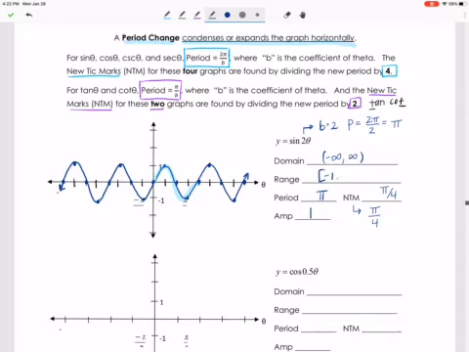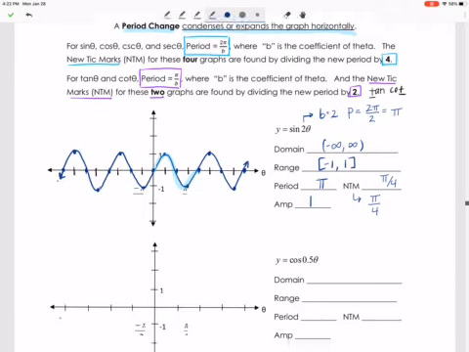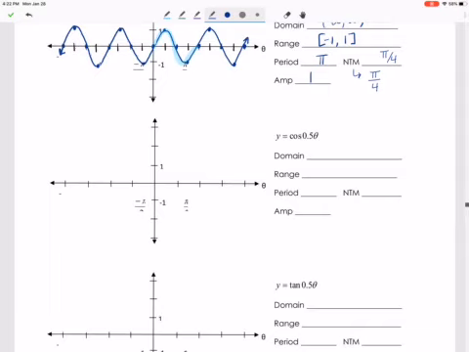And it also does nothing to our range, so still -1 to 1. All right, the second one, so cosine of 1/2 theta. In this case, my b value is 1/2. For cosine, your period is normally 2 pi, and I need to divide 2 pi by 1/2. So if I have 2 and I divide by 1/2, that's really the same as 2 times 2. So my new period is going to be 4 pi, which means I am going to expand that graph. Now it's going to take me longer to make a full wave than it did before.